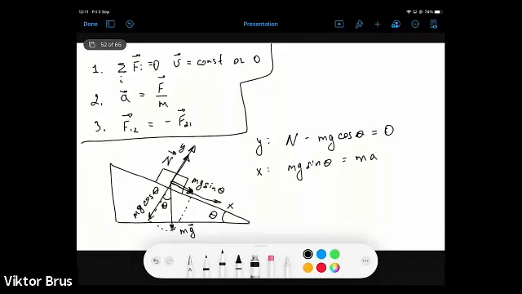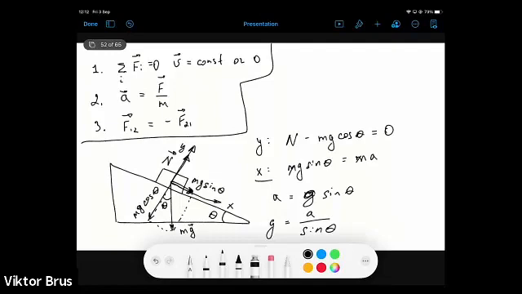Then we can actually calculate a from the second equation for x. It will be a is equal to g times sine theta, because we just cancel this mass here. And from here, which has some practical interest, we can express g as a divided by sine theta.